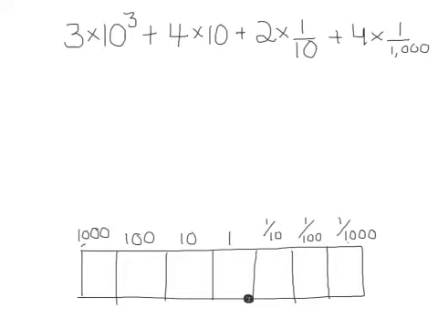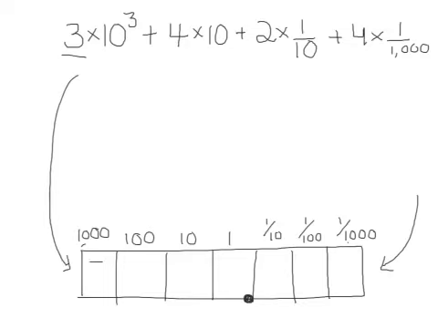Okay, so let's look at our last example. Again, pause the video anytime to work out your problems. We have 3 times 10 to the third plus 4 times 10 plus 2 times 1/10 plus 4 times 1,000. I do not get this problem started without my place value chart in hand. So I've drawn that already. And now I'm just going to put my numbers where they belong. They're digits, and they become numbers once they are placed in their place value.